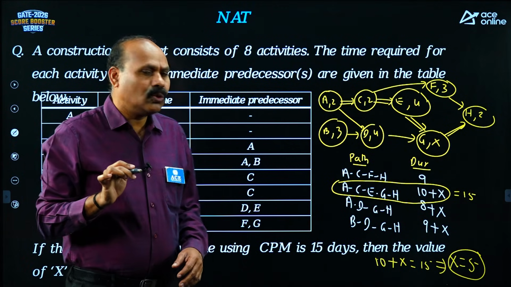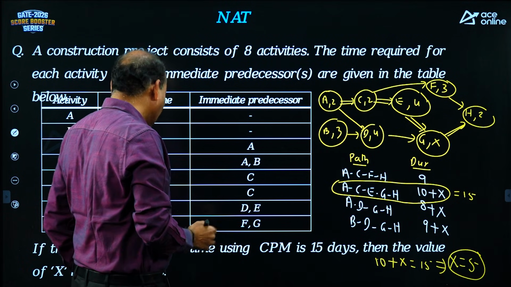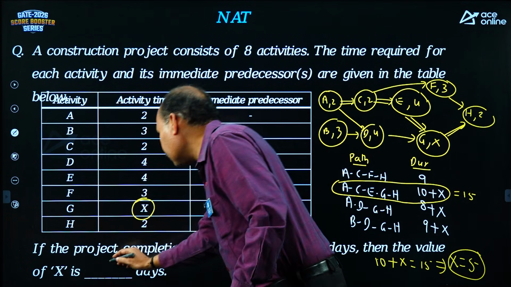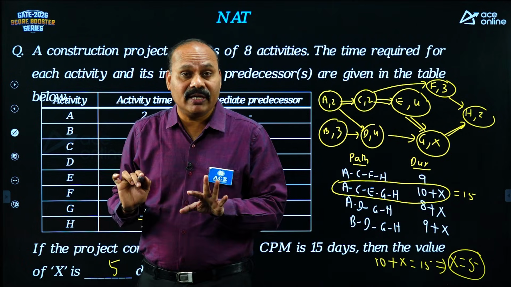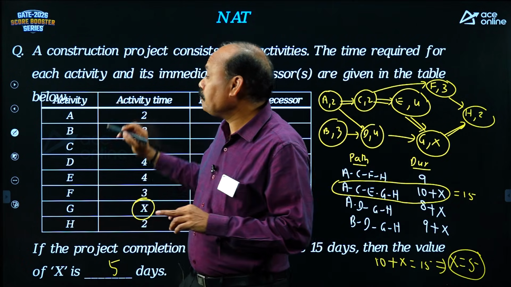So 10 plus X is equal to 15. X is equal to 5. So the answer is 5 days. It is a very simple question, but use the AON diagram. Otherwise it becomes complicated.